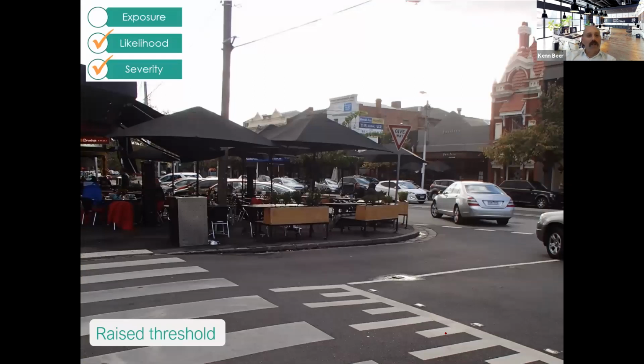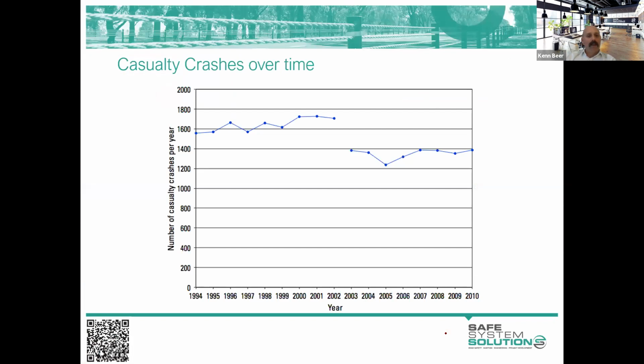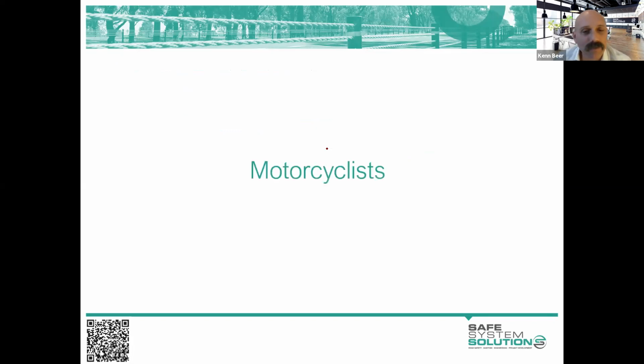Raised threshold crossing points, again, great facilities. Lowering the speed limit itself has a pretty big effect. This was just the introduction of the default speed limit, and these are your casualty crashes per year for pedestrians. And you can see there, the year 60 default, 50 default, obviously massive change. Well, pretty big change for just that.